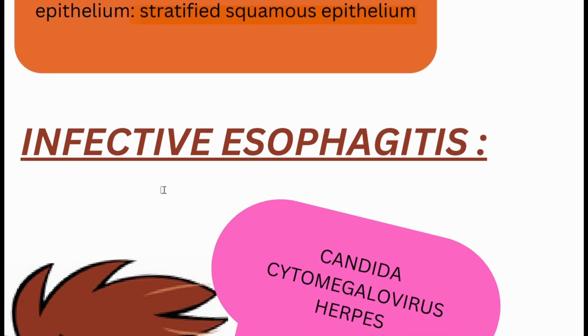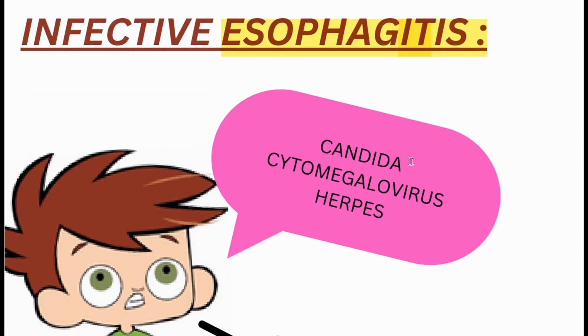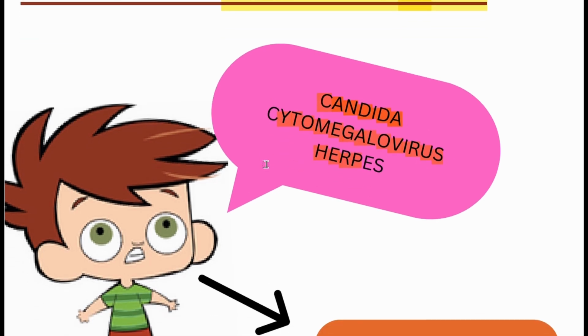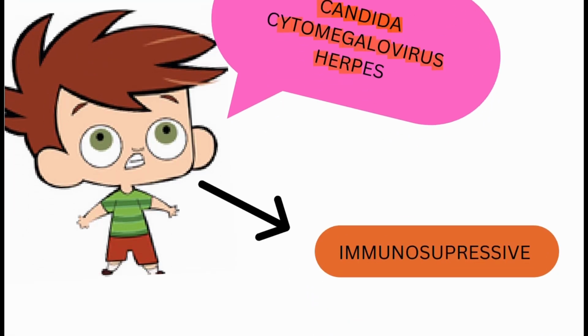Next is infective esophagitis. Esophagitis means inflammation of the esophagus. The inflammation is caused by Candida, cytomegalovirus, and herpes. These are the organisms responsible for causing inflammation in the esophagus. What type of people get this inflammation? The people getting this kind of inflammation are immunosuppressed people.